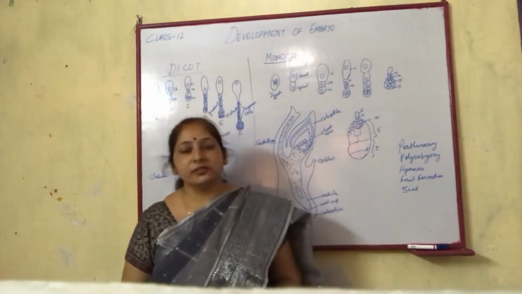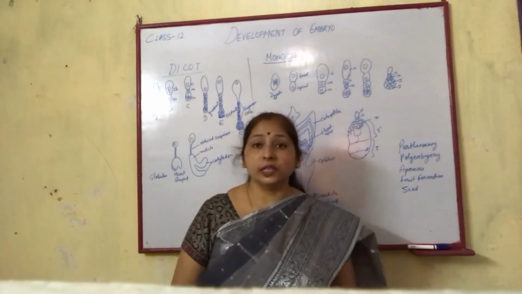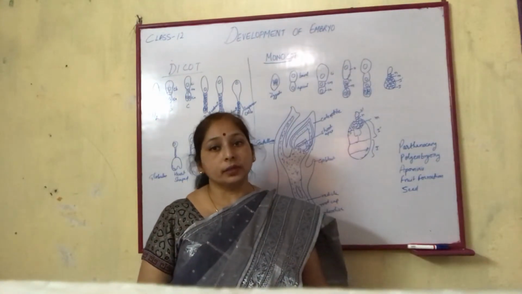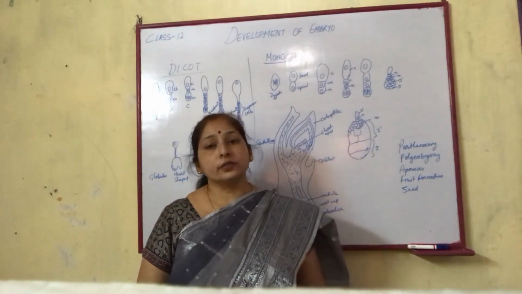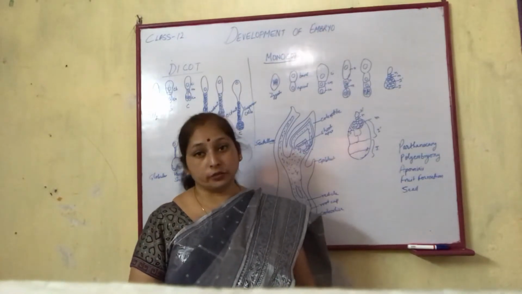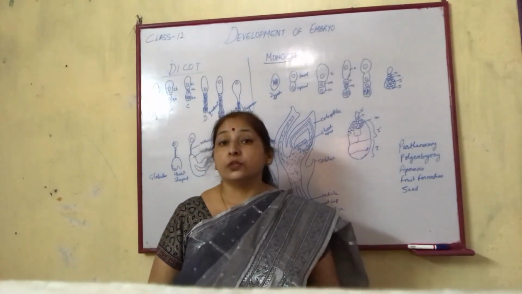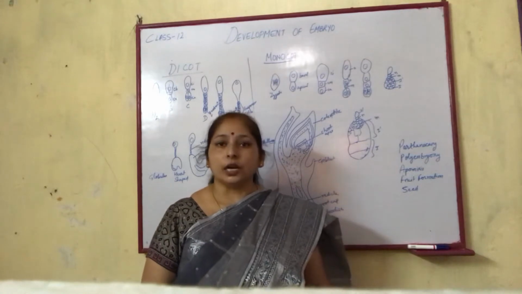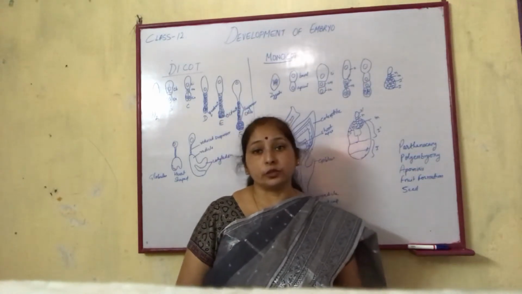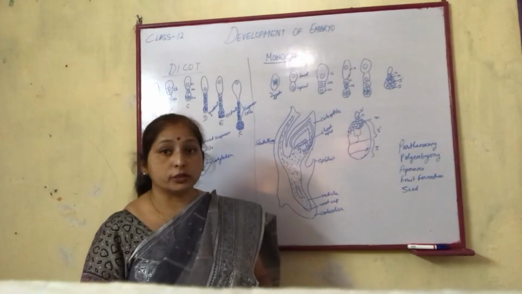Hello students, in the previous classes we have discussed the fertilization process and pollination, all the events involved in the sexual reproduction of flowering plants. This is the last topic, which is the development of embryo. After fertilization, the zygote is formed, and it results in the formation of an embryo.